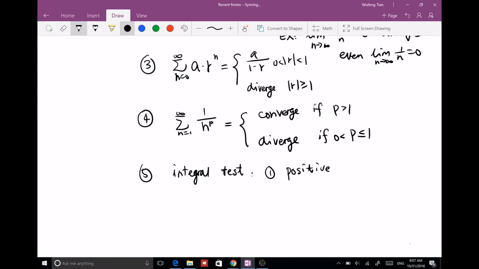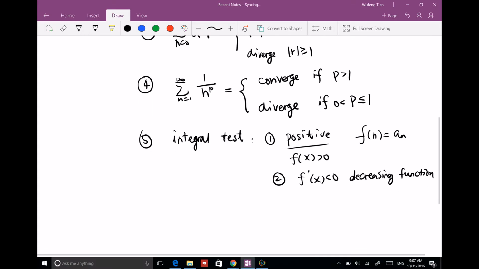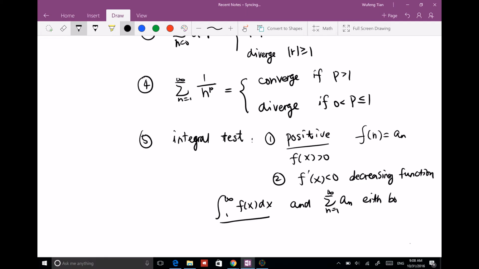So first, the integral test, you let f(n) equal a_n. First, f(x) is positive. Second, f prime of x is negative because we need a decreasing function, right? Decreasing function. This is what we've learned. We'll just review a little bit. Then the integral from 1 to infinity of f(x) dx and the series from 1 to infinity of a_n either both diverge or both converge. This is what we've learned so far, okay?